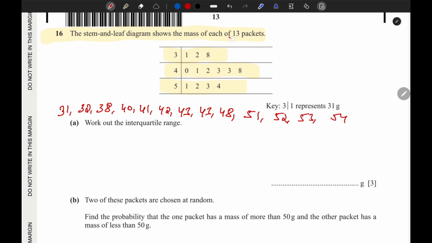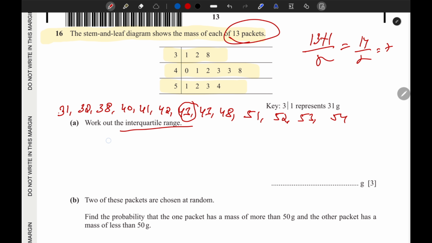We know that there are 13 packets. So the median of this will be actually the 7th term. Why? 13 plus 1 by 2, 14 by 2, the 7th. So taking the median, 1, 2, 3, 4, 5, 6, 7. So this is the median. Now as you can see, how many are there? 1, 2, 3, 4, 5, 6 on each side. First of all, the interquartile range is Q3, which is the upper quartile, minus Q1, which is the lower quartile. So we can find the lower quartile from over here.